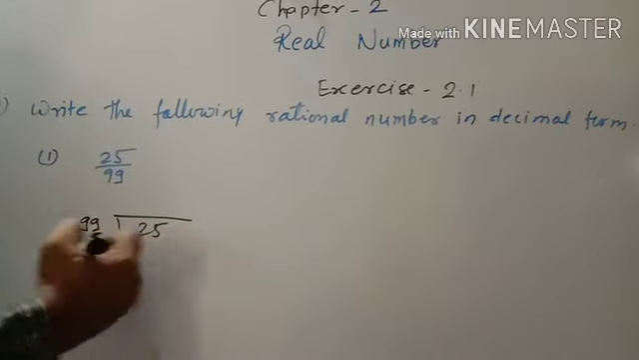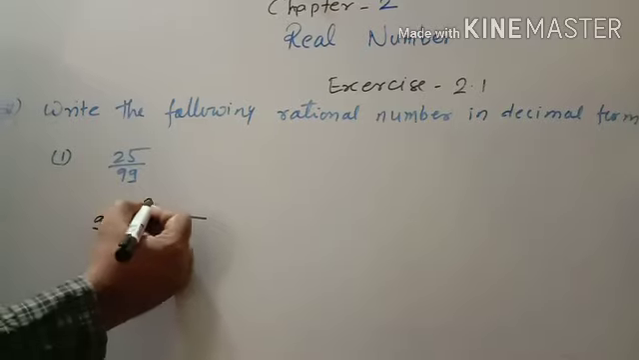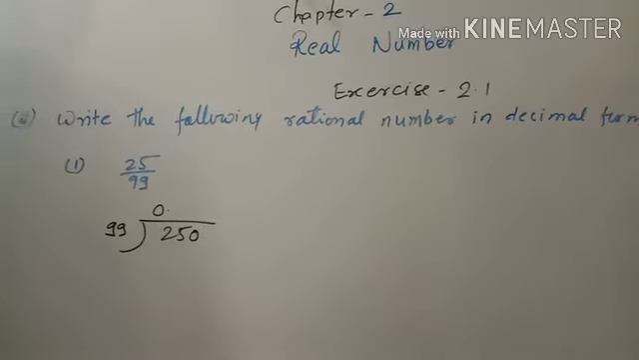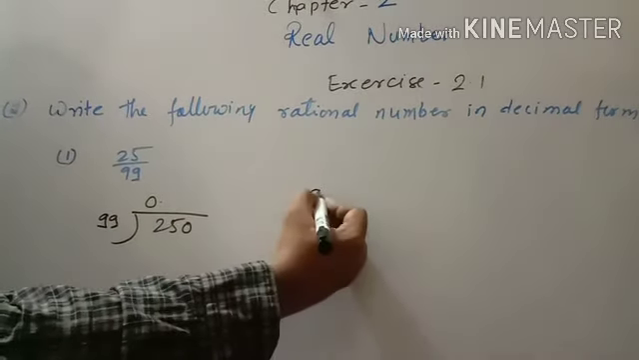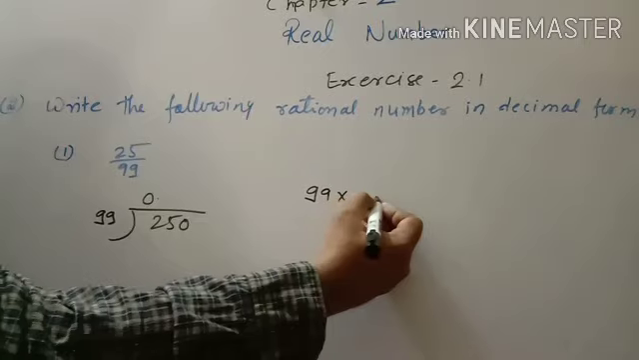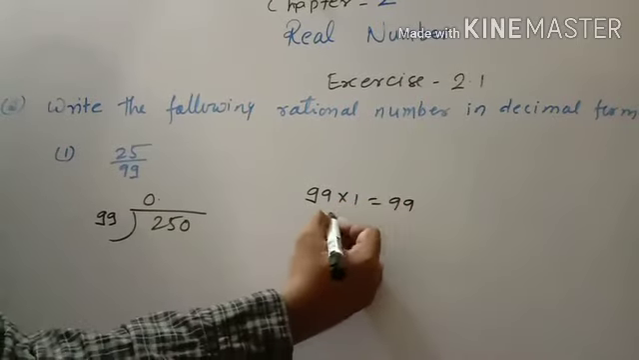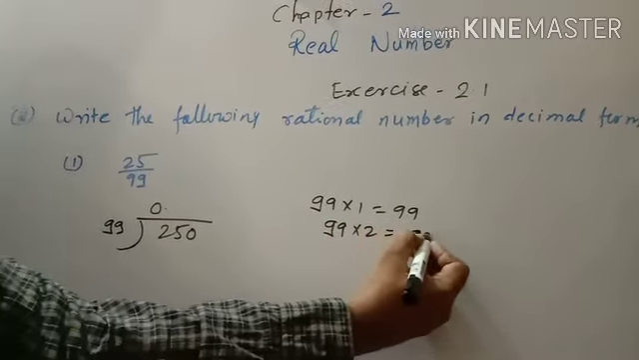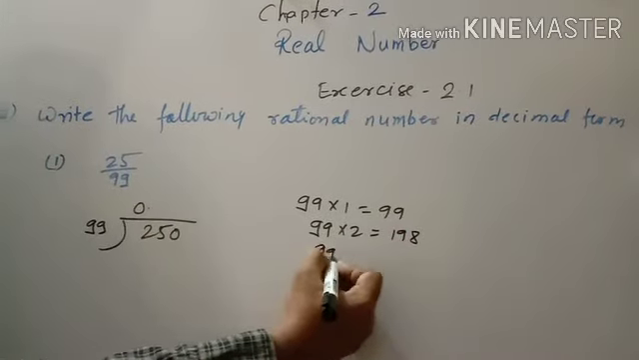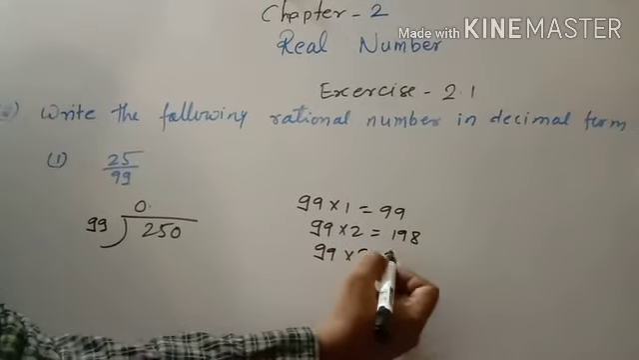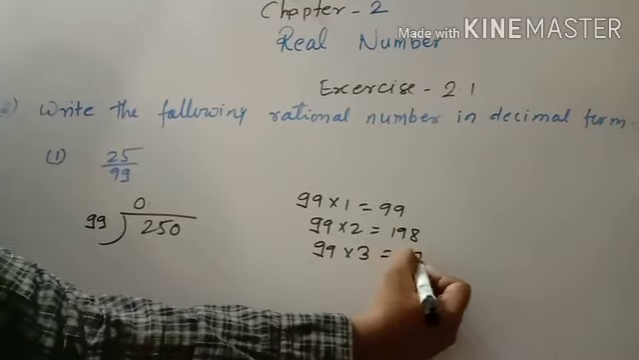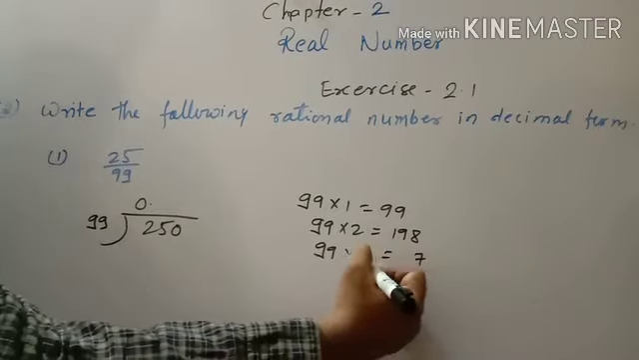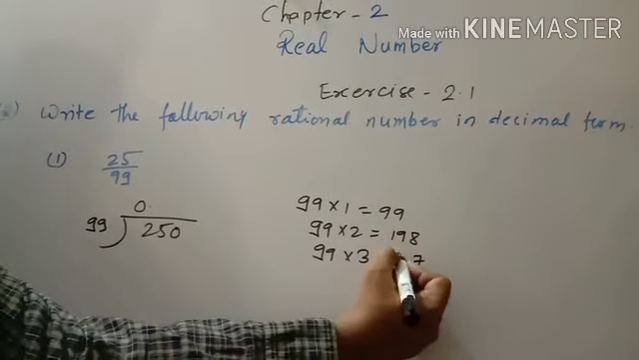99 divide by 25, 0 point, this 250. Now 99 into 1 is equal to 99. 99 into 2 is equal to 198. 99 into 3 is equal to what? 3 nines are 27, 297.